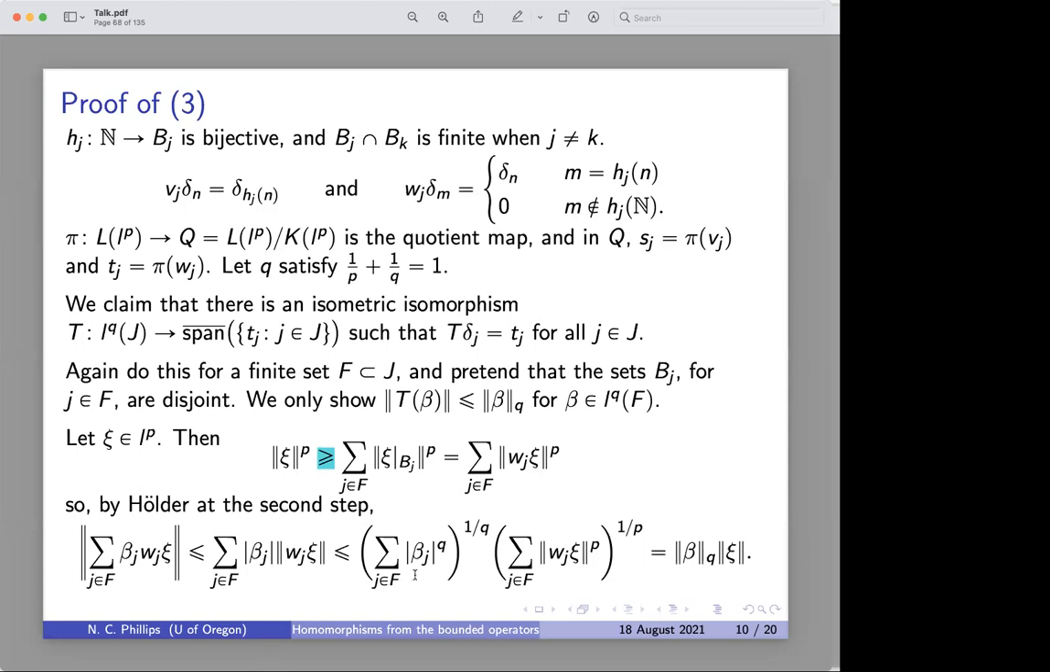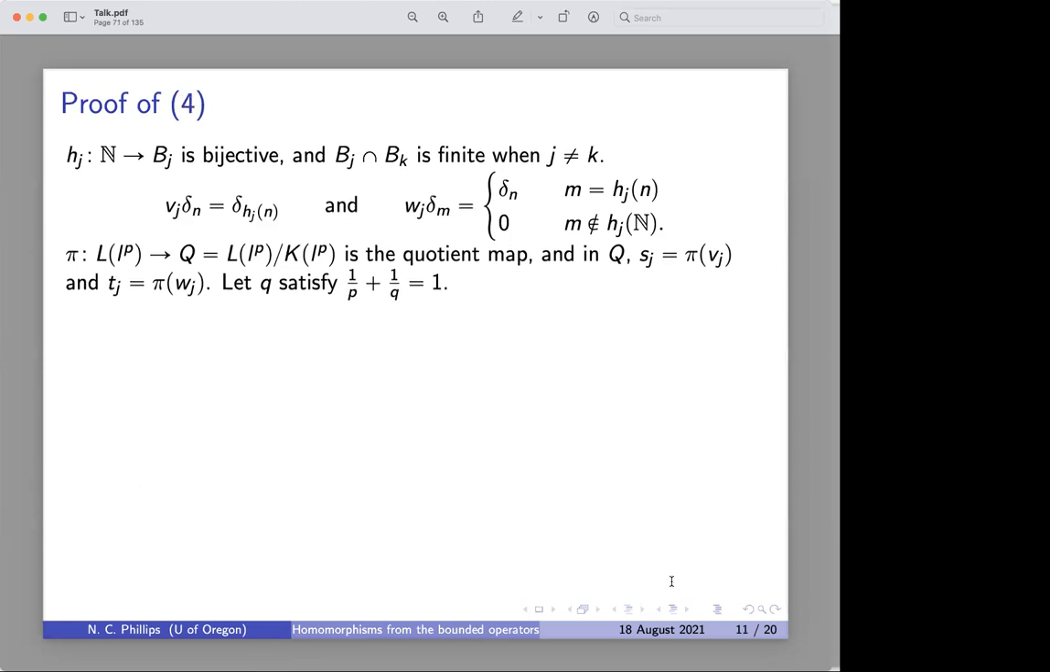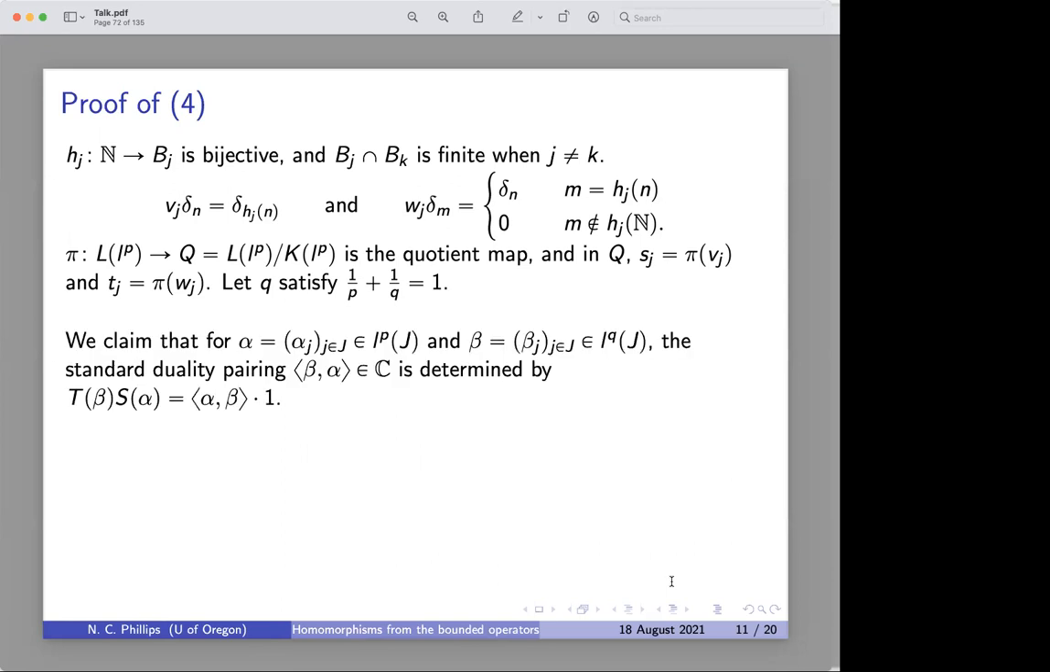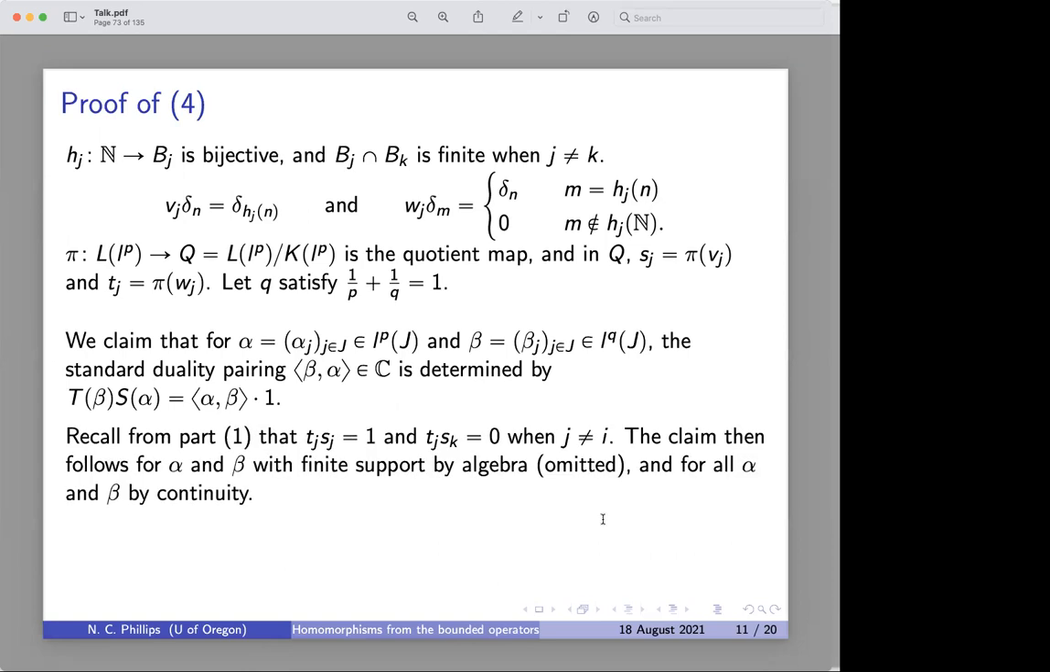And the other thing is just the Q norm of beta. So that does that claim. And the next one, well, here again is the setup. Here's what we want to prove. The duality is implemented by multiplication of T beta times S alpha. Well, this turns out to be really just algebra.